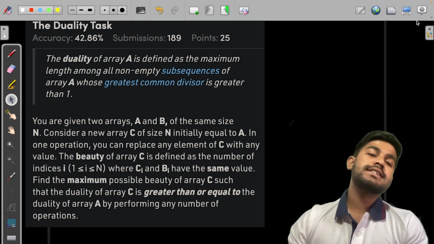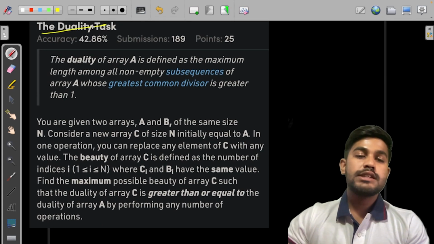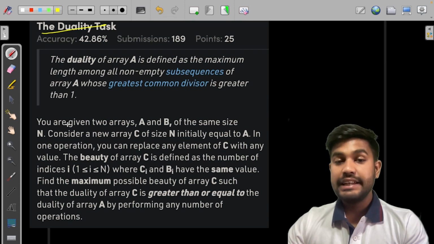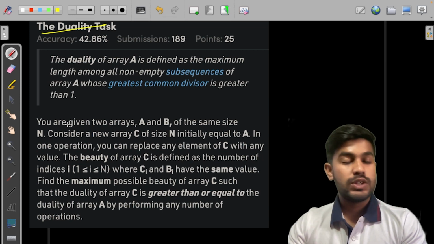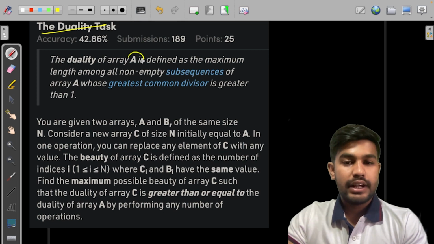Today we would be discussing the problem duality task. This problem is easy, but only if you are able to break down the solution. So let us first understand what is the duality of an array.